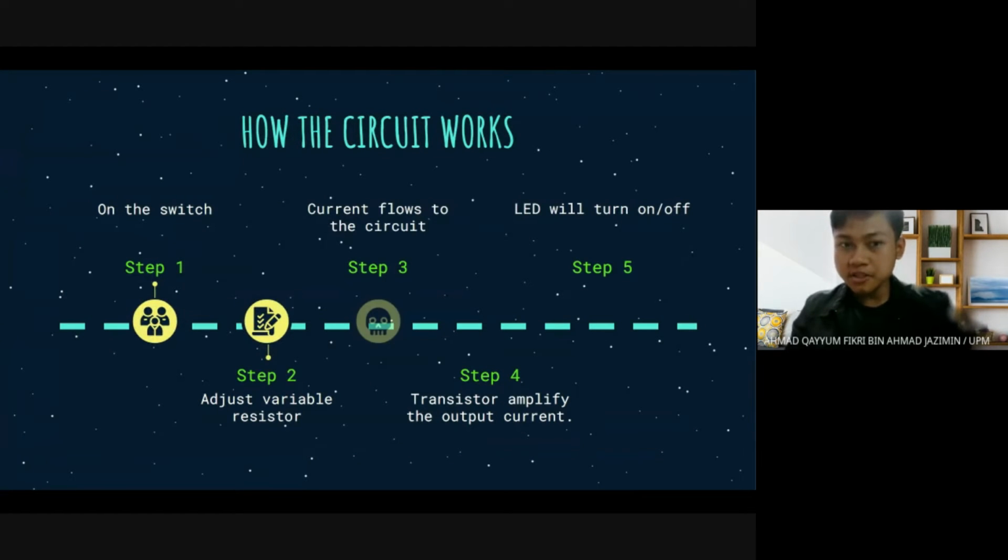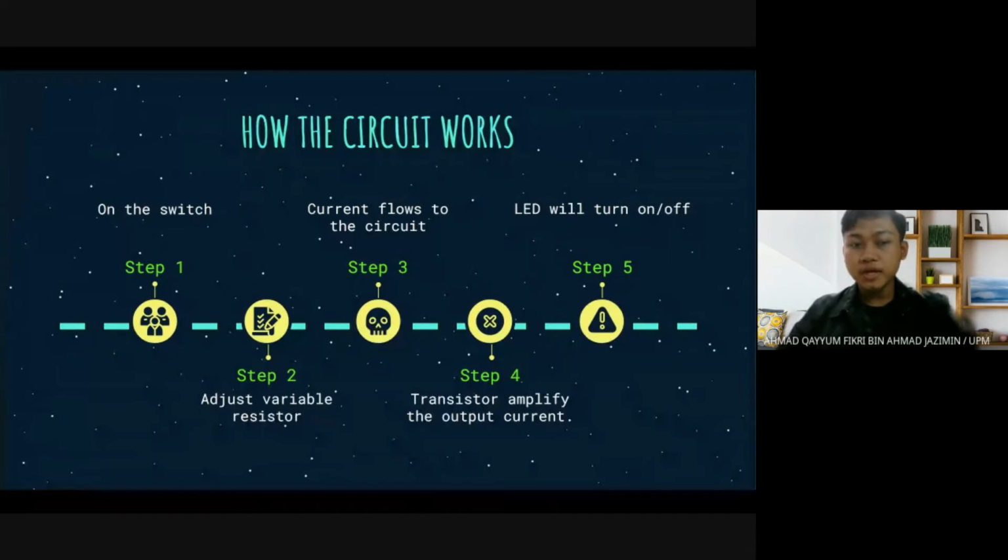We have 5 simple steps on how the circuit works. The first step is we turn on the main switch. The second step is we adjust the variable resistor according to the specification that will be explained on the next slide. In step 3, after the specs are applied to the circuit, the current will either flow or not flow through the circuit. When that happens, the transistor amplifies the output current and the LED will turn on or off based on the specs given.